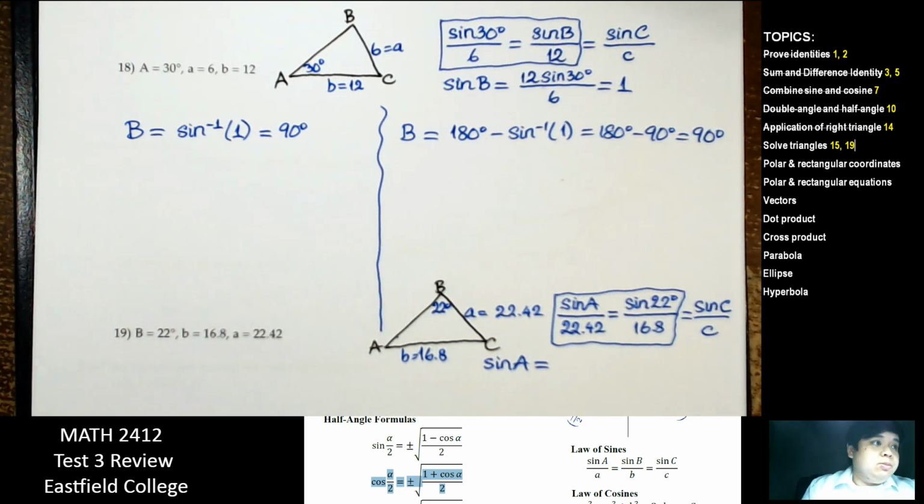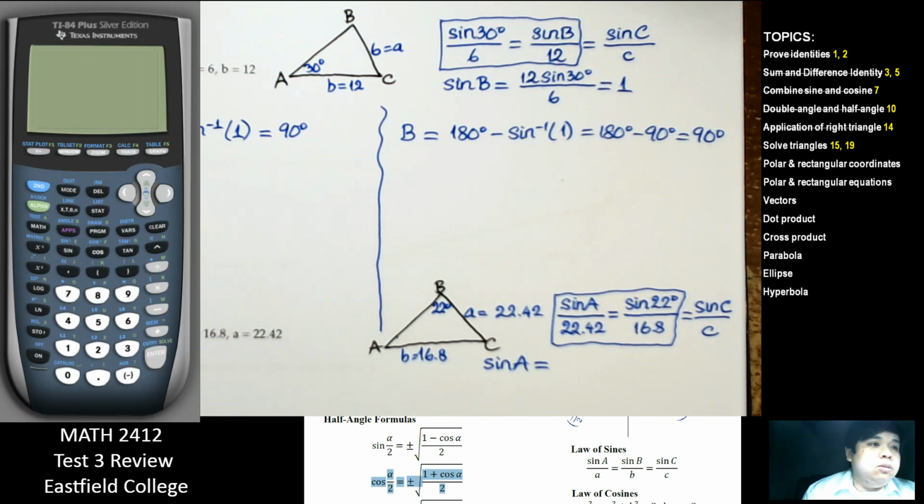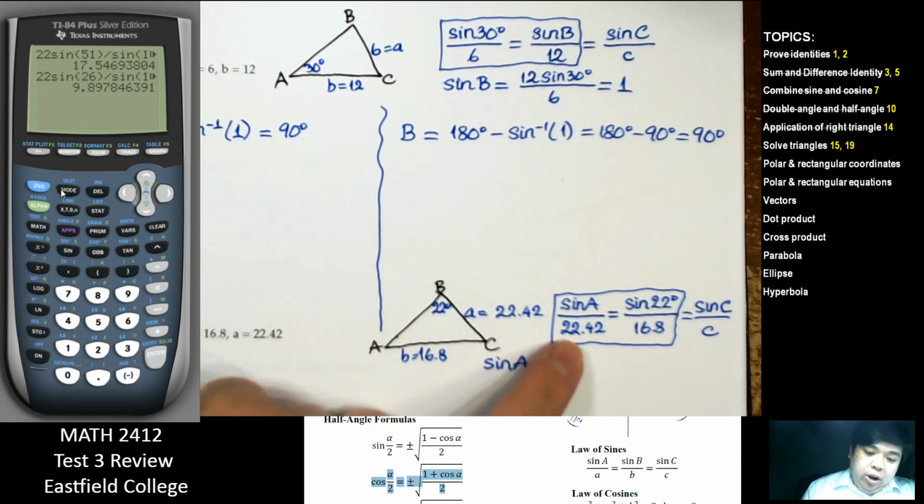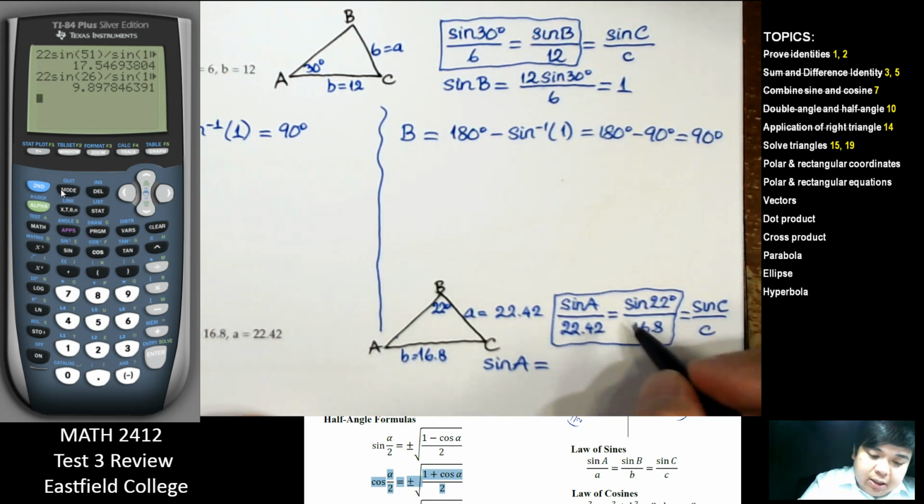And we will do this and solve for the missing information, angle A. So we do, right, still in degree mode, which is good. Right. So we have 22.42 times sine of 22 degrees over 16.8.